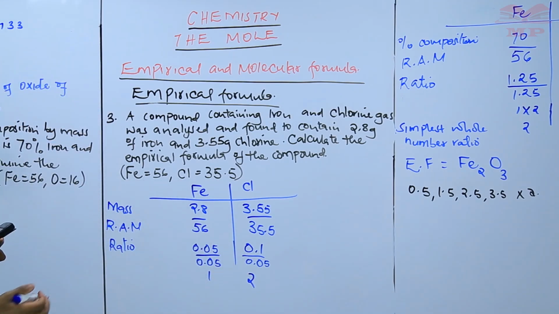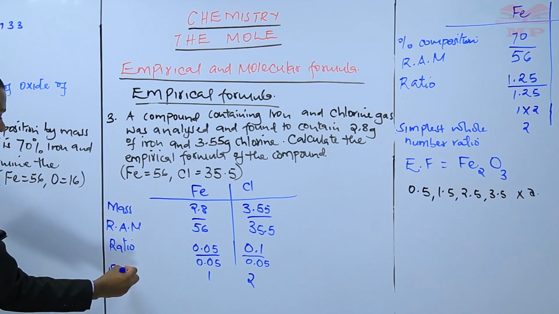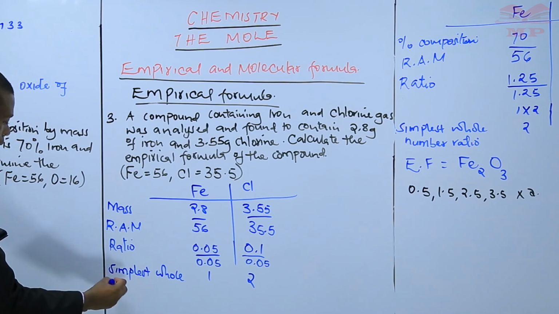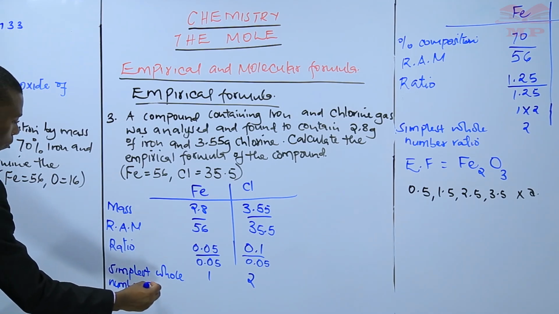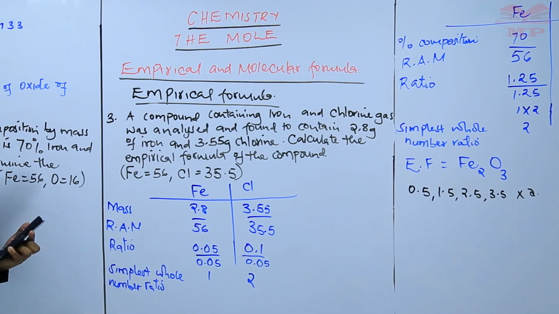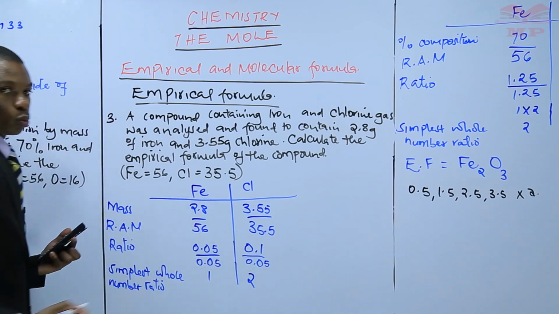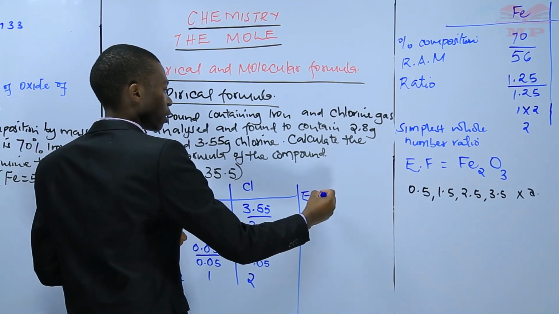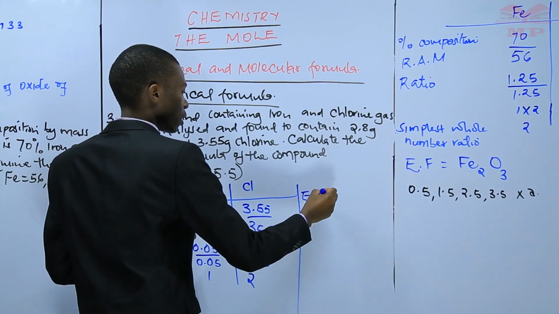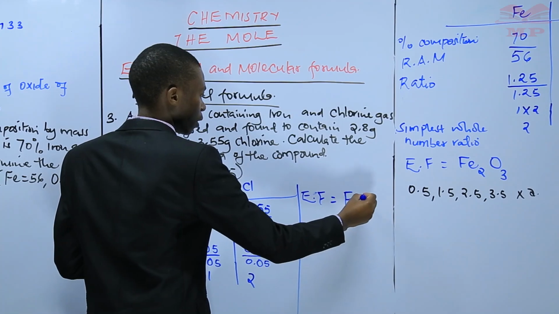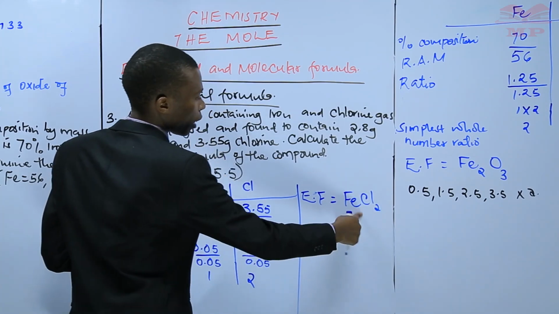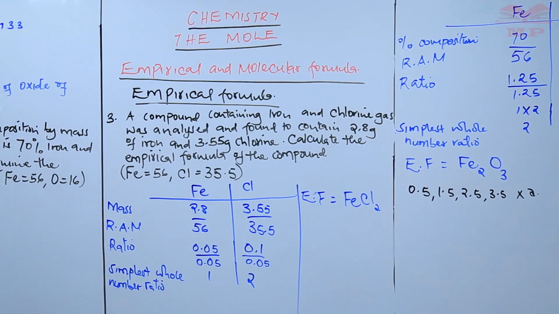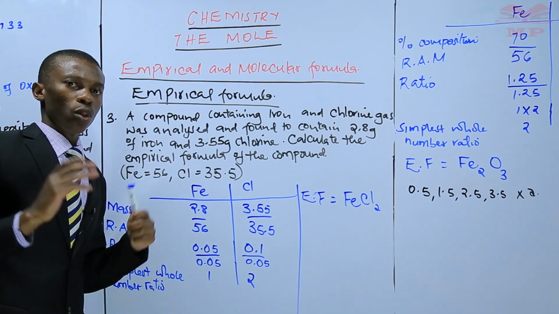And therefore, this is the simplest whole number ratio. The simplest whole number ratio is 1:2. And therefore, the empirical formula is like this: 1 atom of iron, 2 atoms of chlorine. That is how you're supposed to go about those questions.